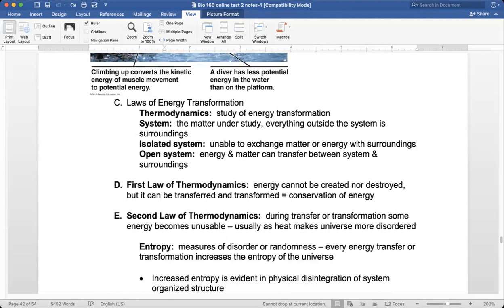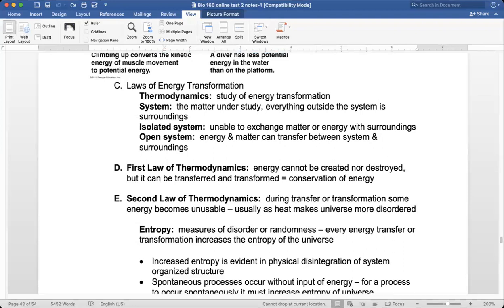Thermodynamics is just studying the transformation of energy. We look at things in a system. Everything outside the system is the surroundings. Isolated systems do not exchange with their surroundings. They're actually pretty rare. An open system is where energy and matter can transfer between the system and the surroundings. It's very difficult to create a closed system that's isolated. Almost everything is open because we can't stop things from reacting with the air and the environment.